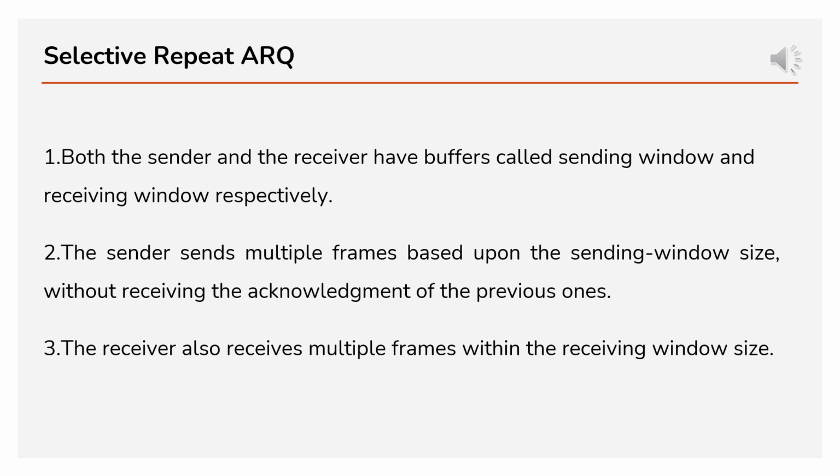Selective repeat ARQ. In selective repeat ARQ, both the sender and receiver have buffers called sending window and receiving window. As in go back N ARQ, here the sender sends multiple frames based upon the window size and without receiving the acknowledgement of the previous ones. Here the receiver receives multiple frames within the receiving window size.